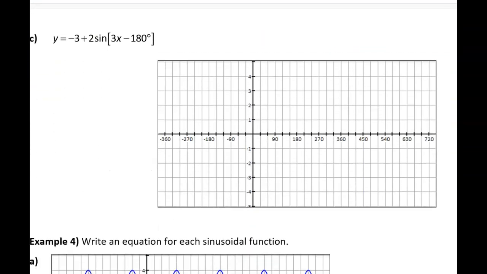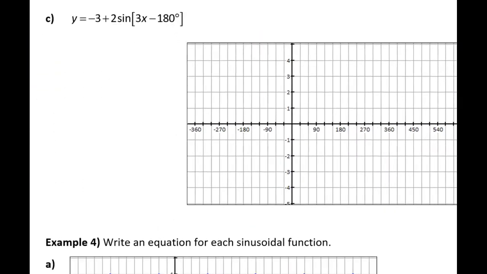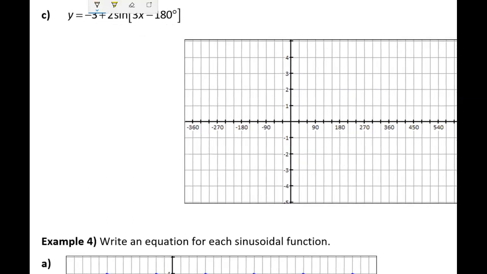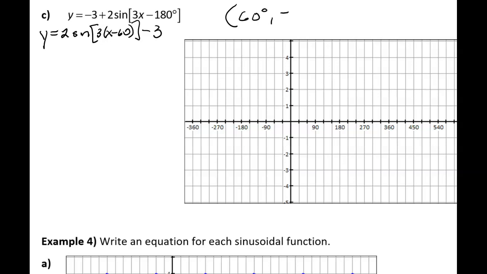All right, let's try one more. Before we try to determine what the new origin is, we're going to want to rewrite this function. So we may want to rewrite it this way: y equals 2 times the sine of 3 times (x minus 60), and then we have a -3 afterward. So it looks like our new origin is the point (60 degrees, -3). So let's mark that one in.